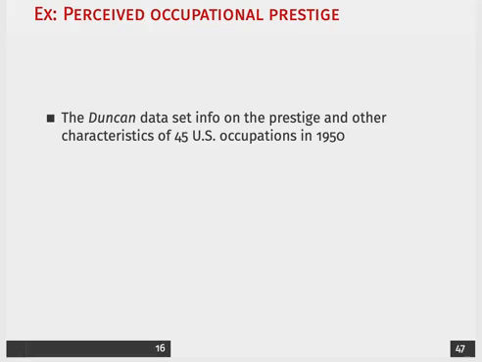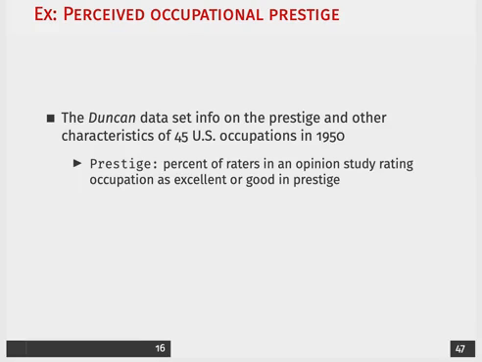All right, so let's actually walk through an example in R and try to find what observations have large hat values. The example that we're going to be working with comes from the Duncan dataset, which provides information on perceived levels of prestige and other characteristics from an opinion survey in the US from 1950. And our outcome is going to be essentially how prestigious individuals thought an occupation was.